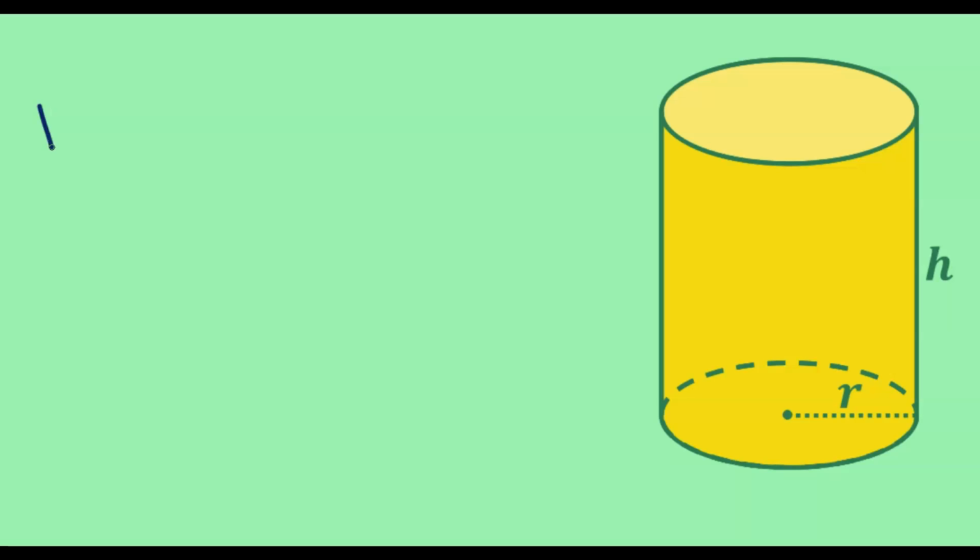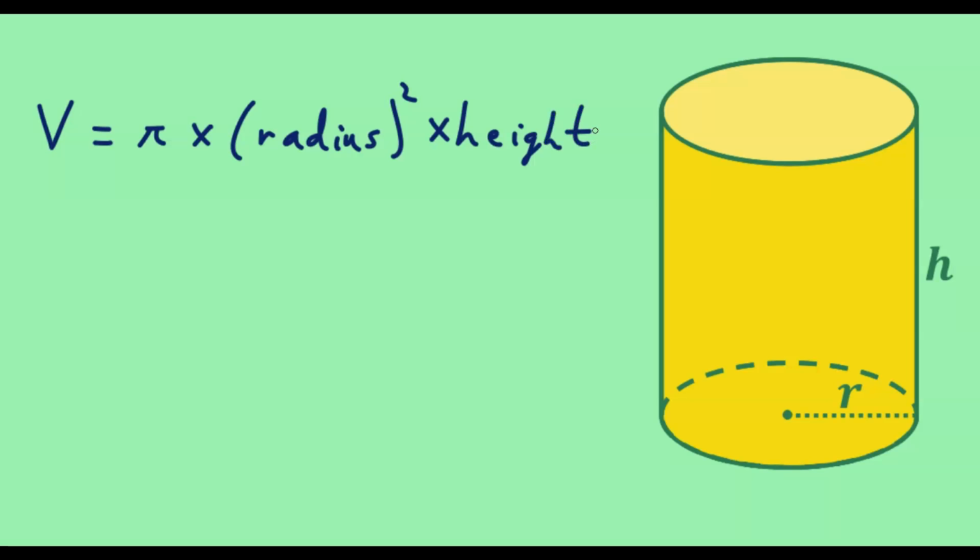The formula is the volume is equal to pi times the radius squared times the height of the cylinder. That is, the volume is equal to pi r squared h. This is the formula for the volume. So if we want to determine the volume of a cylinder, what we need to do is multiply pi with the square of the radius and multiply that with the height of the cylinder.